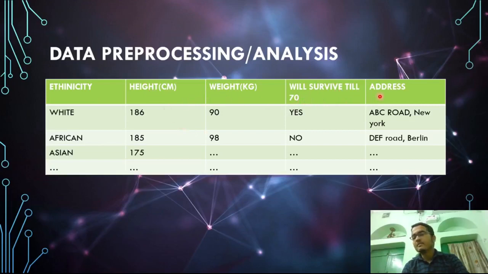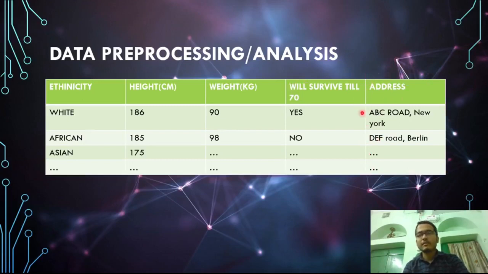But address, whether a person will live till 70 or not, is it at all related to address? You see this in a general sense, right? You cannot say that the place where more explosions keep happening and there are more wars, the person will die early. You cannot say that, if you are talking in a general sense. So in a general sense, you can see that this address column is useless for us. For the AI model, this address data is useless, so we will drop this column.